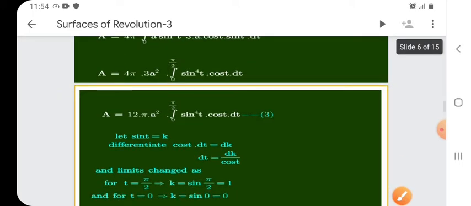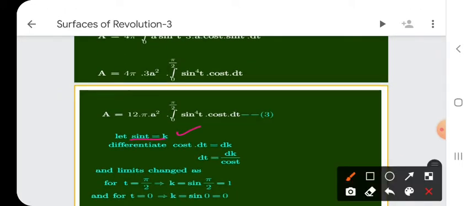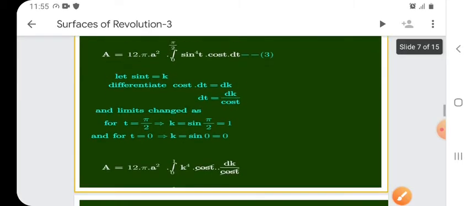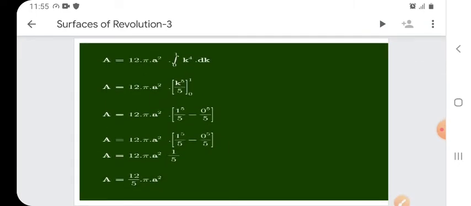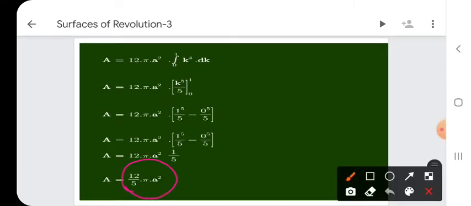Here let sin t equal k, then differentiating, cos t dt equals dk. Therefore dt value is dk by cos t. And we also change the limits 0 to pi by 2, we get 0 to 1. Now I substitute all values. We get the area of the given 3-dimensional solid. This is the surface area of the solid.